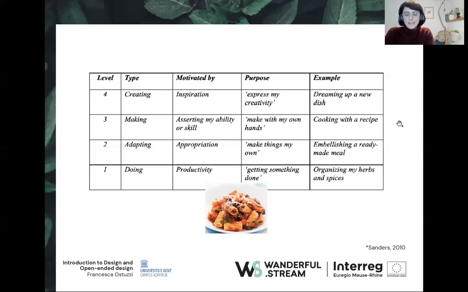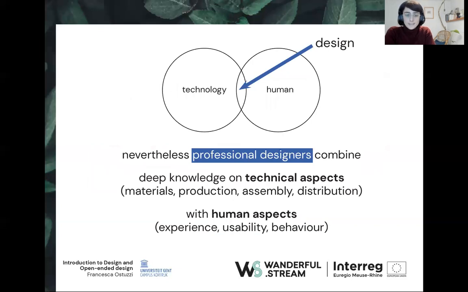So to repeat, we can all design, and maybe we can design at different levels as described in this slide. What is typical of design, and in this case also of professional designers, is that design is that discipline that bridges technology with humans. So a good designer has to speak and think about materials, production, distribution, assembly processes, and so on, but as well about what is the experience that comes with that material, that production, and so on.